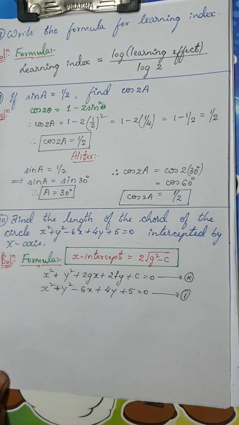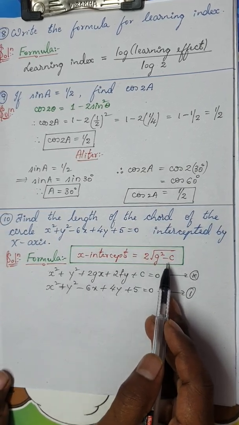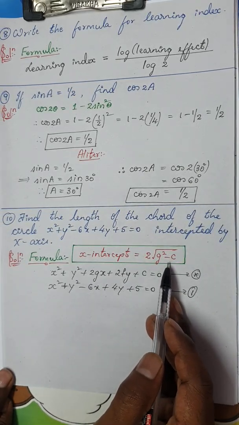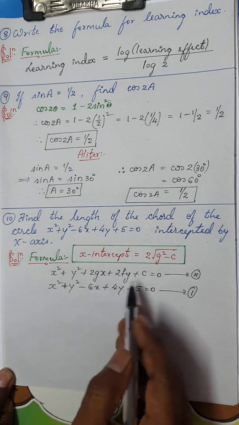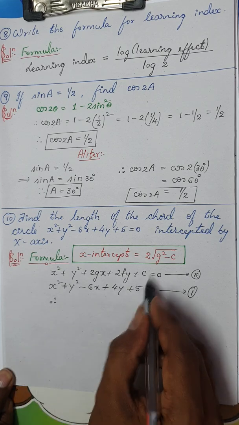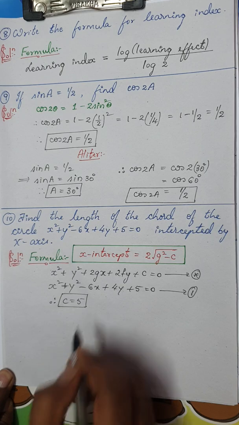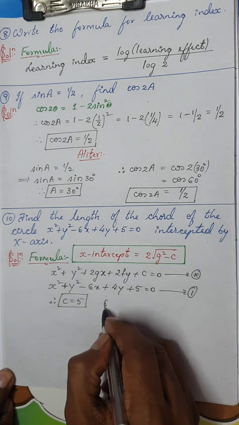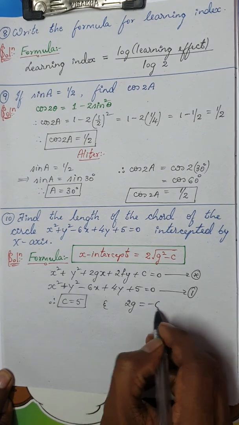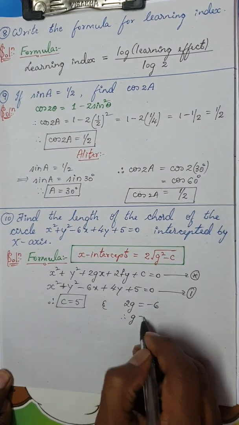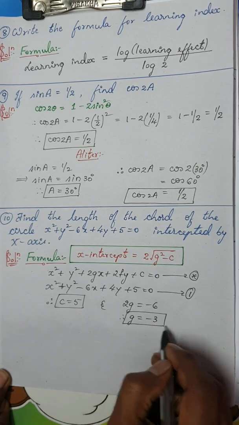Remember students, this is a one marker question. The formula will not carry you any mark. But I'm giving you the formula so that you should be thorough with the concept. Now if you compare, the value of c is directly available: c is equal to 5. And if you compare these two equations, you will get 2g is nothing but minus 6. Therefore g is equal to minus 6 by 2, that is nothing but minus 3.